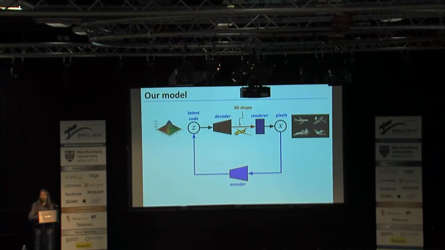And because it's still a model of pixels, it can be trained end-to-end just using images as the training data. And again, to make that training tractable, we have an encoder network that predicts the latent embedding for a given input image.